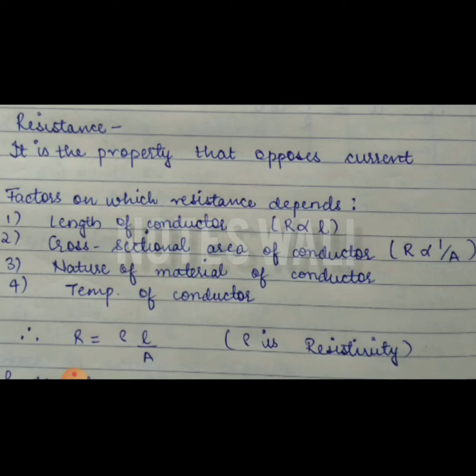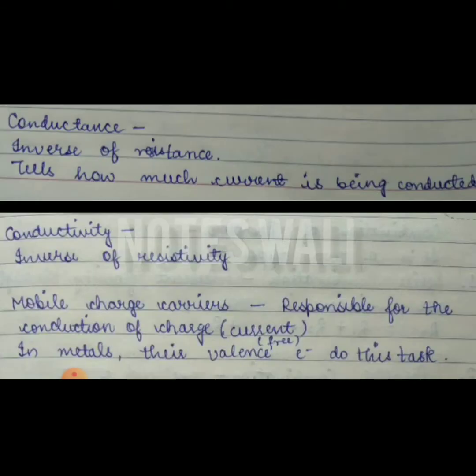But we cannot put down the nature of material and temperature of conductor in mathematical form. So we consider only length and cross-sectional area in the formula of resistance, which is given by R equals rho into L by A, where rho is the resistivity and the proportionality constant here, which is dependent on the nature of material. Next, we look at the conductance, which is the inverse of resistance, and it tells how much current is being conducted through the conductor. And also the conductivity is the inverse, or we can say reciprocal, of the resistivity.